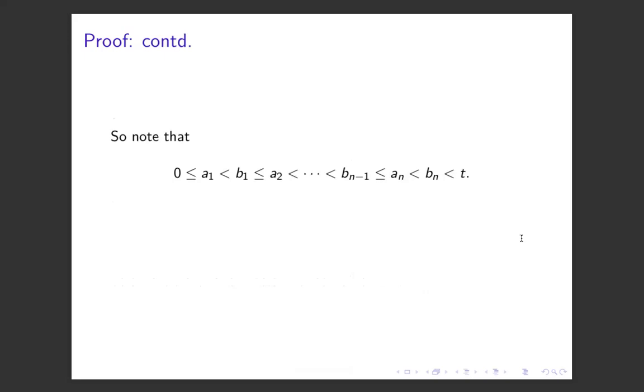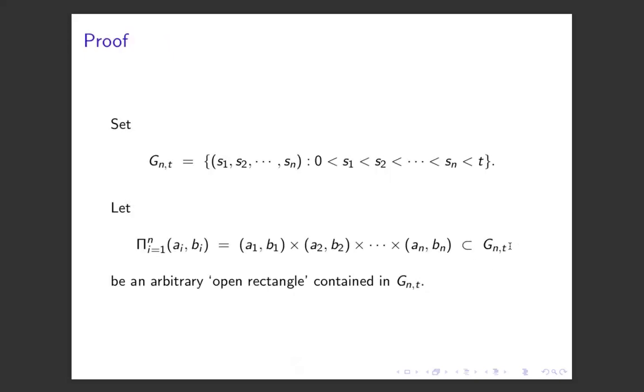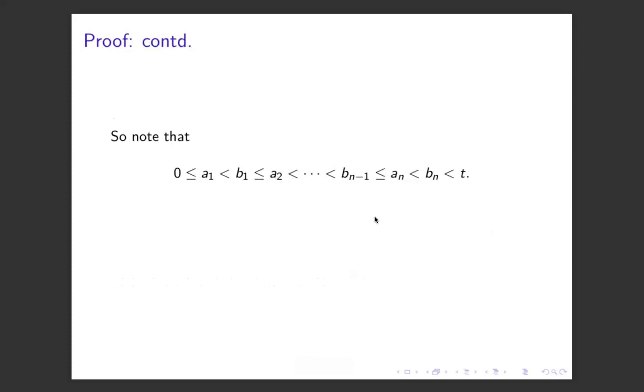So as we had done earlier, because this rectangle is contained in G n,t and G n,t is of this form, just like we did when you take the two-dimensional case and draw an example of a rectangle contained in that kind of a set, that kind of argument will easily give you this sequence of inequalities: 0 less than or equal to a1, strictly less than b1, which could be less than or equal to a2, etc., and finally bn less than t.